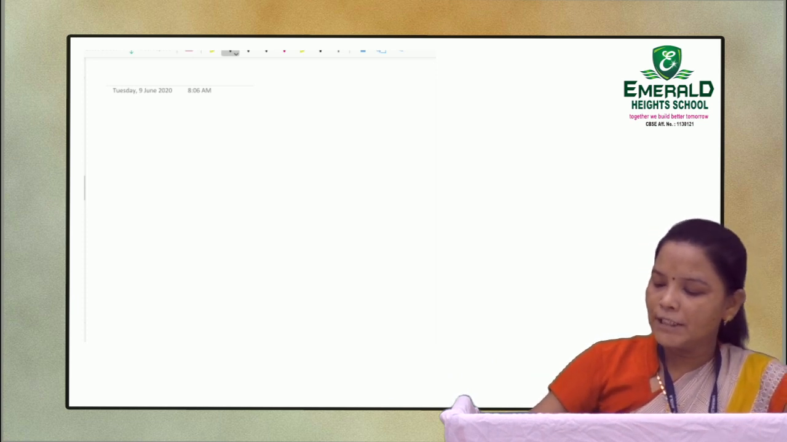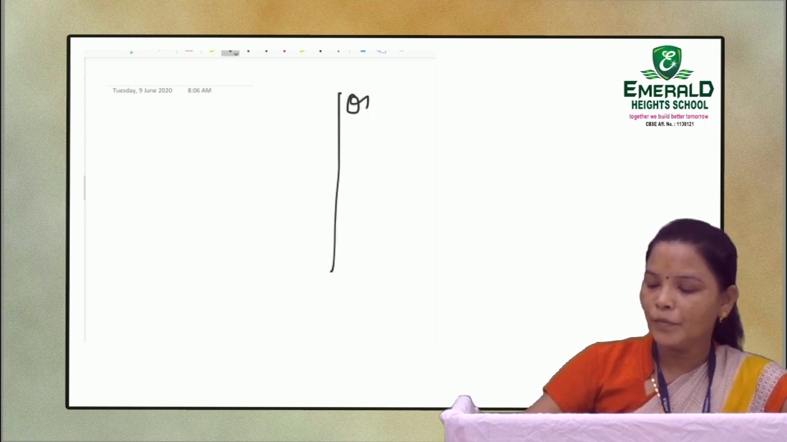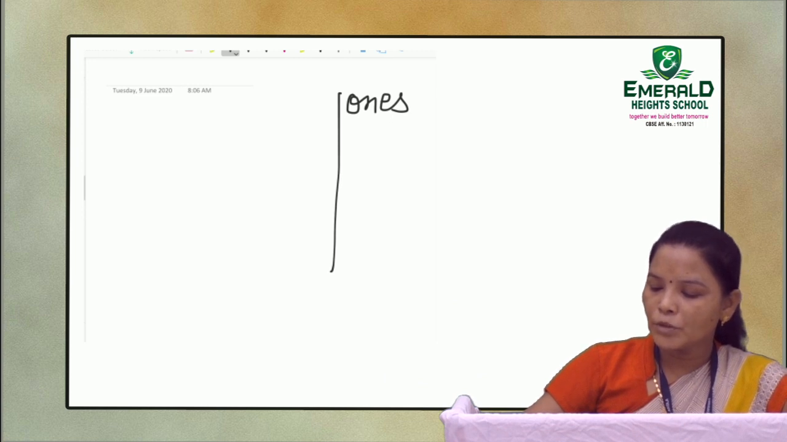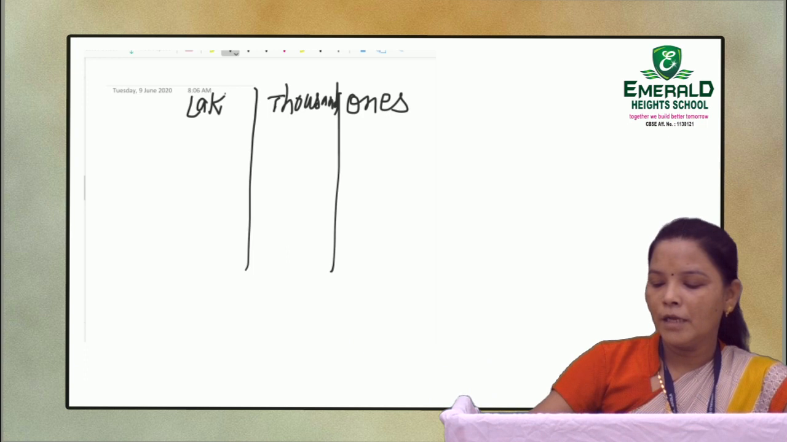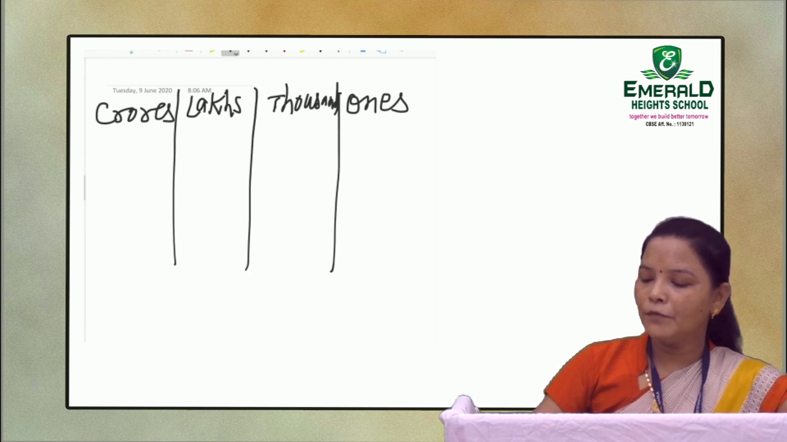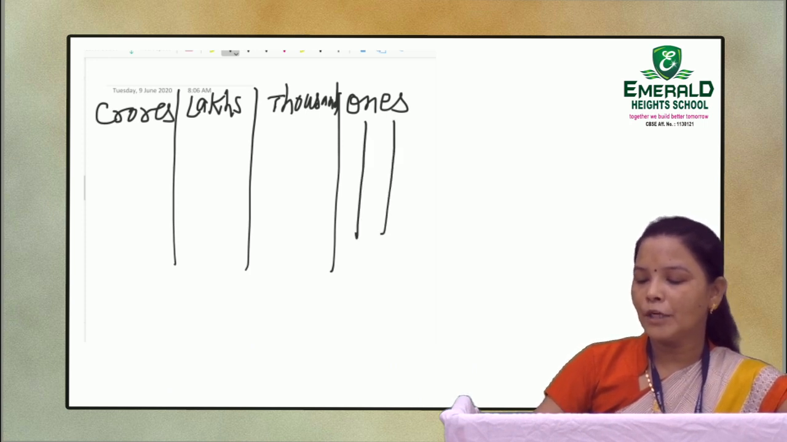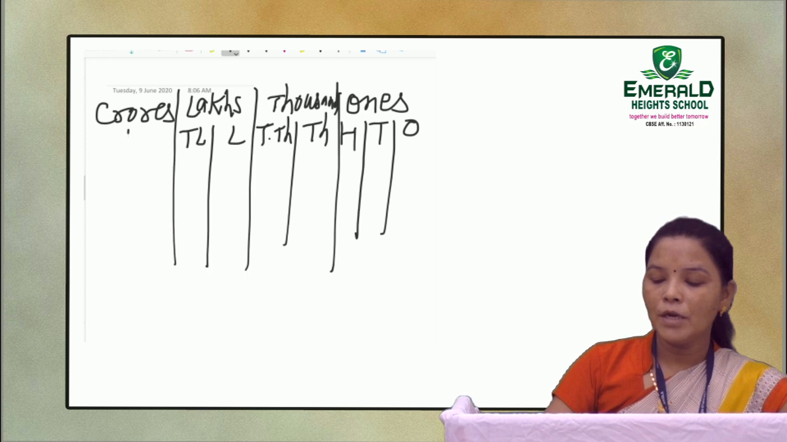To arrange the 8-digit and 9-digit number, again we have to form the periods. First is ones period, then second comes thousands period, then next is lakhs period, then crores period. In ones period we have three places, that is hundreds, tens and ones. In thousands we have 1000 and 10,000 place. In lakhs period we have lakh and 10 lakhs place. And in crores we have 1 crore and 10 crores place.